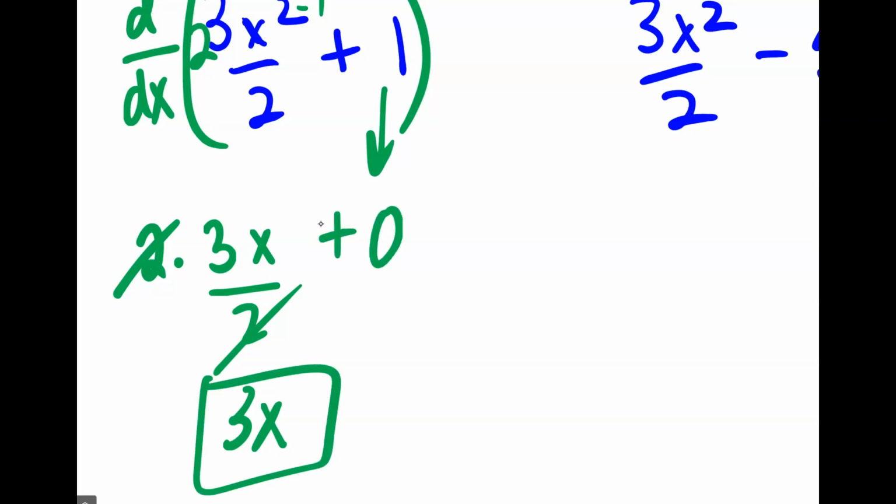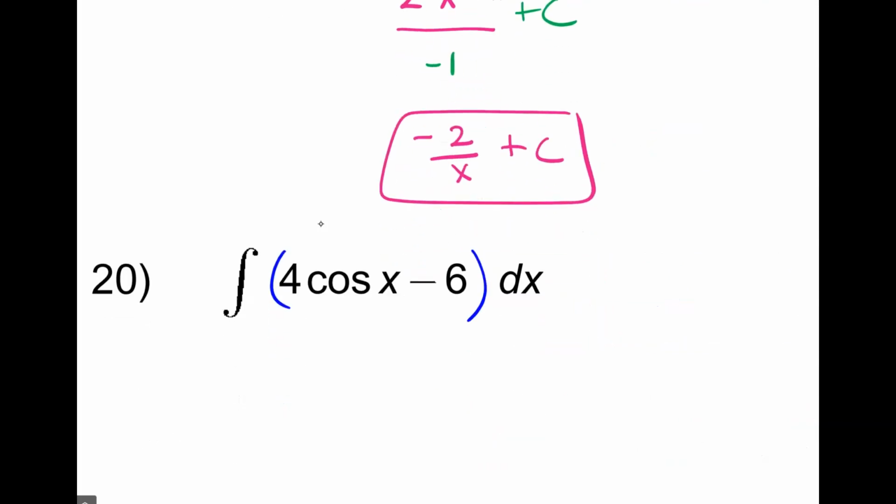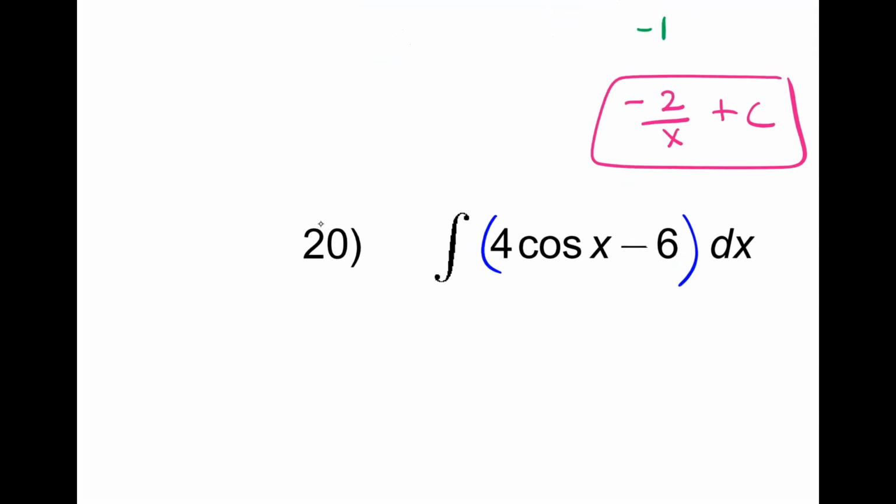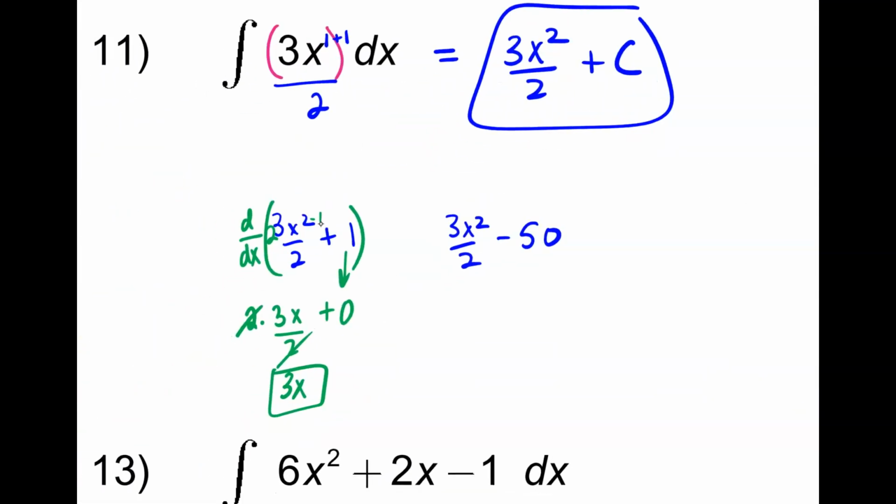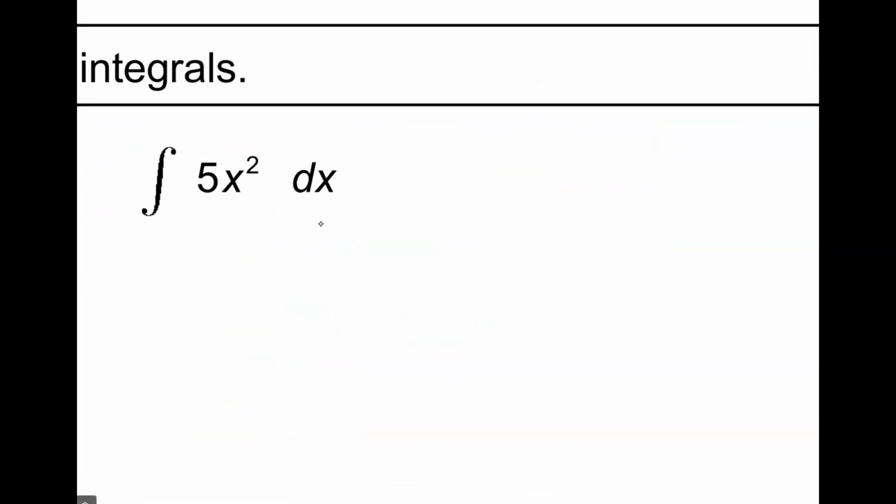So it's just 3x. I got it. Cool. Okay. Let's go down to number 20, and then I can open it up for questions. The answer is 3x squared over 2 plus c. It's the one in blue. She just wants to know how to take a derivative again. Okay, number 20.